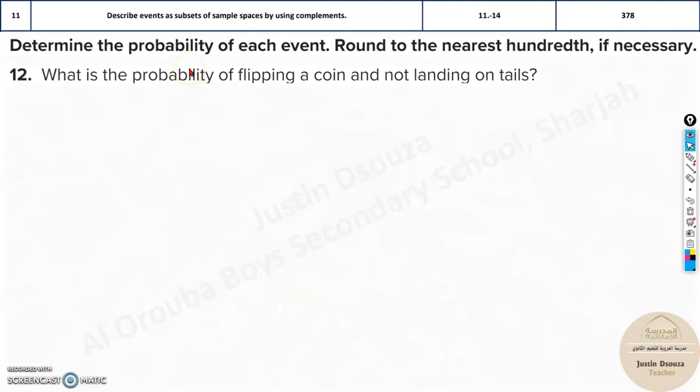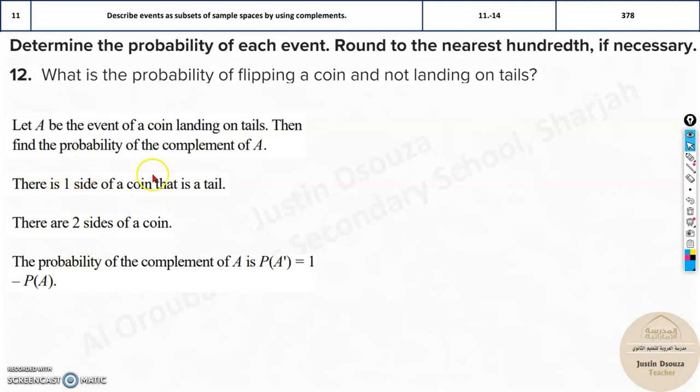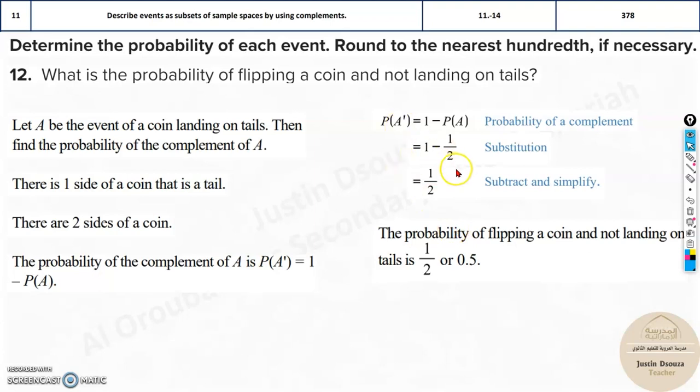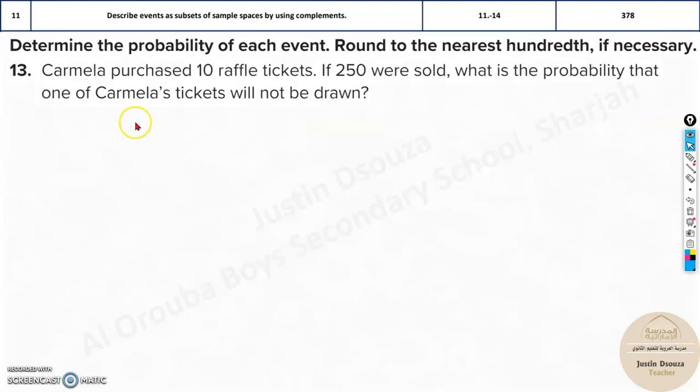Now, what is the probability of flipping a coin and not landing on tails? A coin has only two options, heads and tails. So what is the probability of getting tails? 50%. Not getting tails is 1 minus 50%, again 50%. It's very simple; you don't even need to solve this. One possibility is tails, one more is heads, total 2 possibilities. 1 minus 1 by 2 is half itself. 0.5 is the answer.